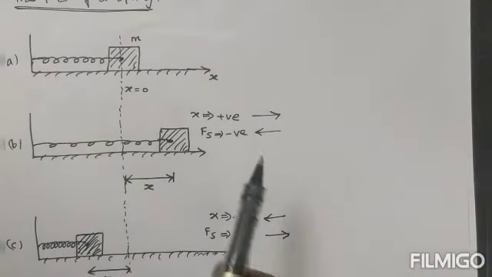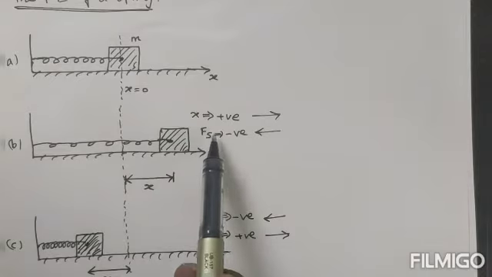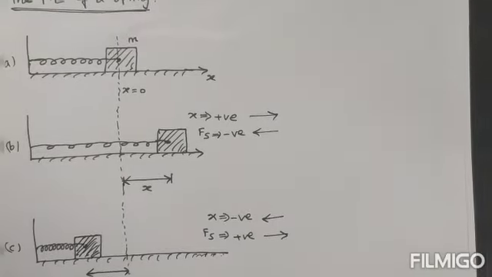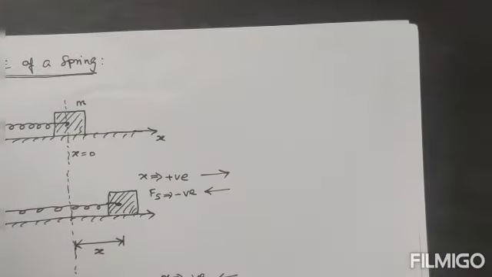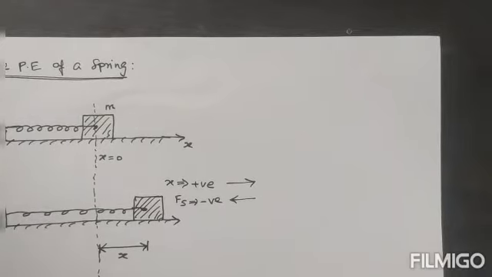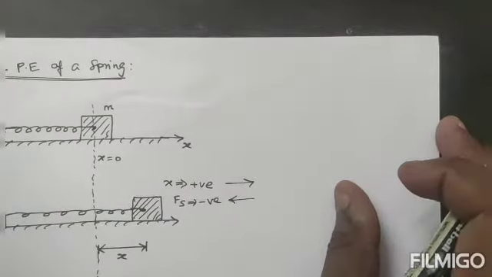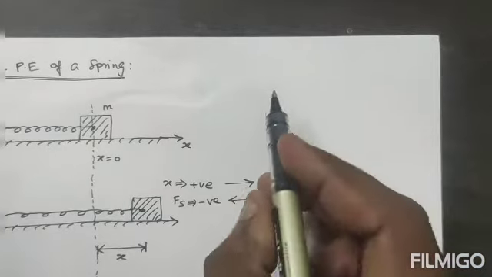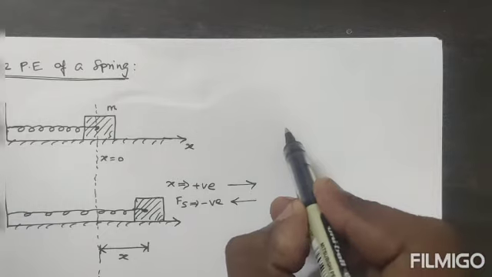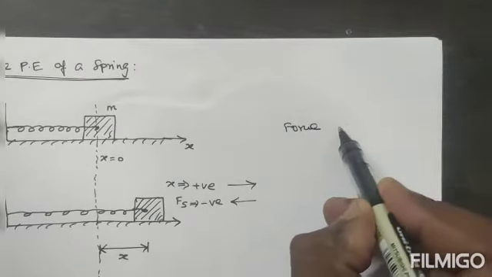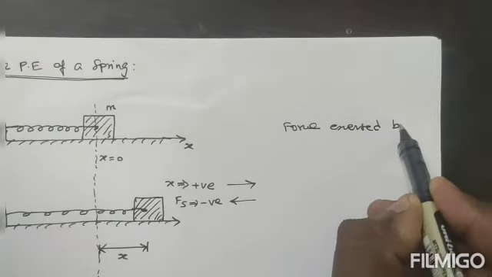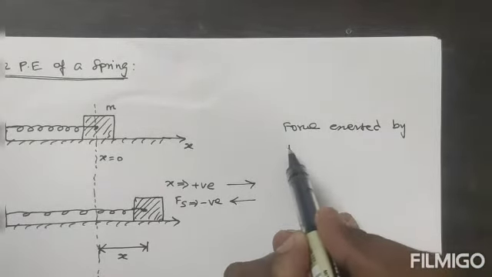Let's discuss more about the force exerted by the spring. The force exerted by the spring is always opposite to the displacement direction. So I can write here the force exerted by the spring.